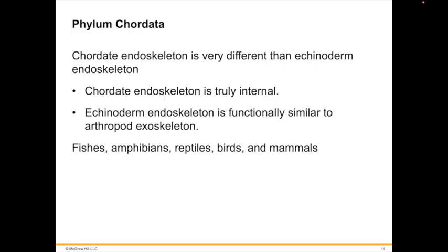The final animal phylum. Members of phylum Chordata exhibit great changes in the endoskeleton from that seen in echinoderms. The endoskeleton of echinoderms is functionally similar to the exoskeleton of arthropods, a hard shell with muscles attached to its inner surface. Chordates employ a very different kind of endoskeleton, one that is truly internal.